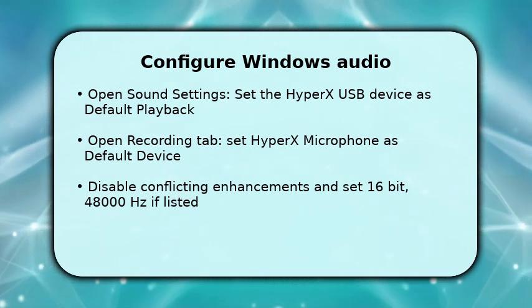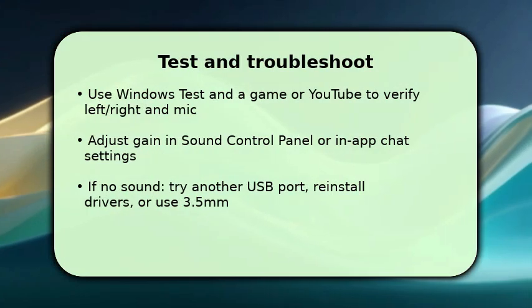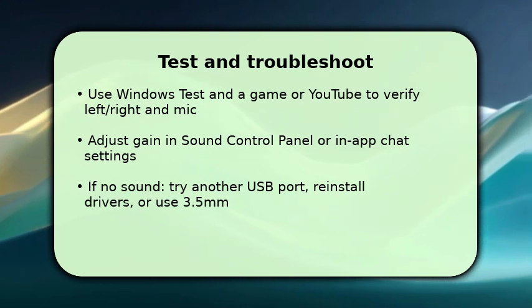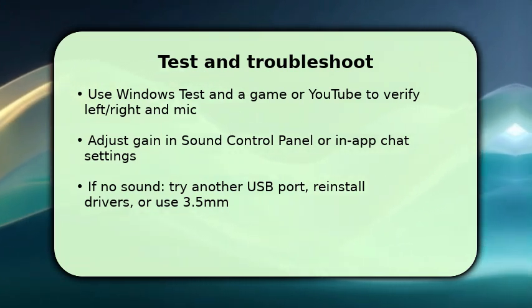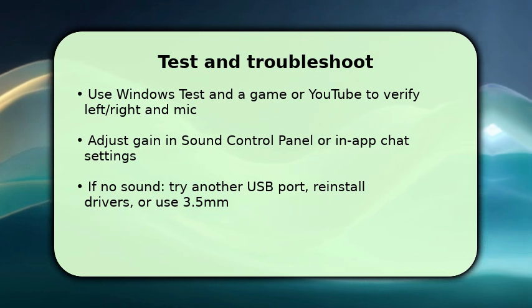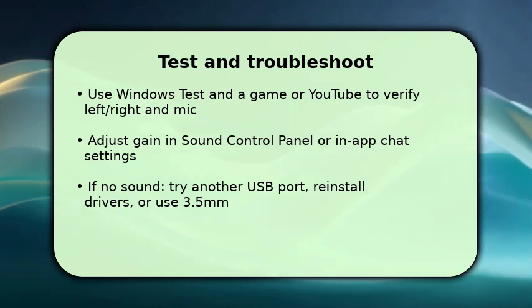Finally, validate everything. Use Windows Test and play a voice or game to confirm stereo and mic function. Adjust volume and mic gain in the sound control panel and in your game or chat app so voice levels are consistent. If something fails, try a different USB port.